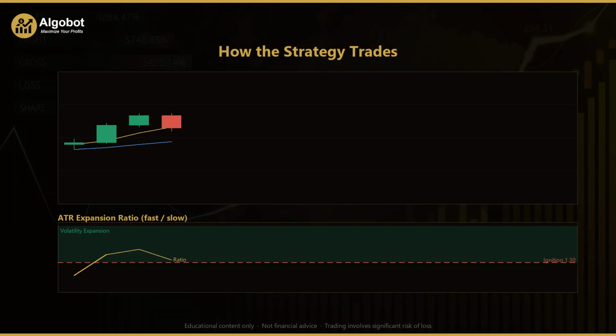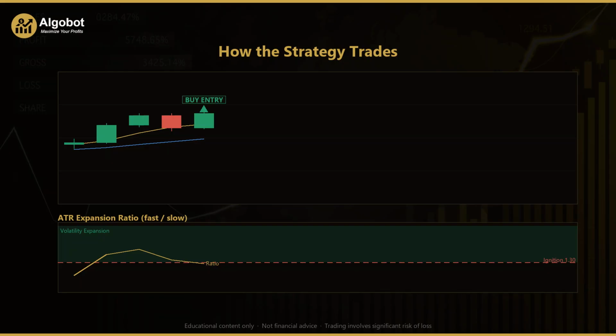We open in a quiet market. The first candle is small and calm, and the expansion gauge in the lower panel sits well below the 1.30 line. There's no swell of volatility here, so the strategy simply watches and does nothing. Then look at the second candle.